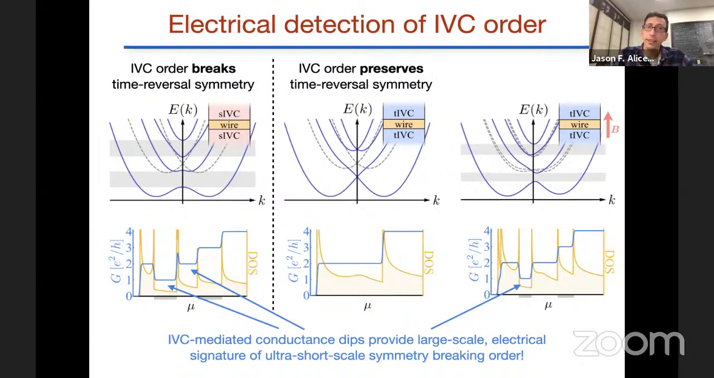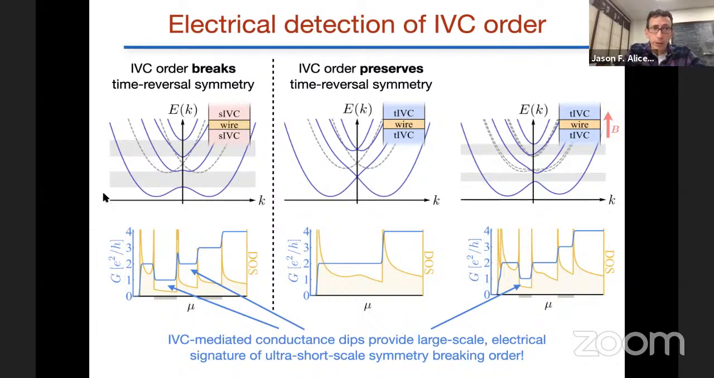And maybe I should preface this by saying that this spontaneous intervalley coherence that characterizes these intervalley coherent insulators generates translation symmetry breaking on the scale of the microscopic graphene lattice. So there's really ultra short scale modulation that accompanies the onset of intervalley coherence. And correspondingly, detecting that ultra short scale order directly is not a trivial thing to do. And so my claim is that by thinking about this gate-defined wire immersed between intervalley coherent insulators, we can promote that ultra short scale symmetry breaking order to large scale electrical signatures via the conductance of this wire.